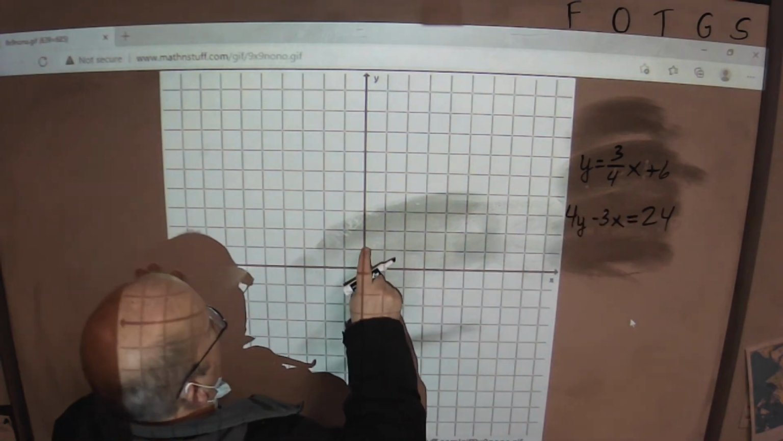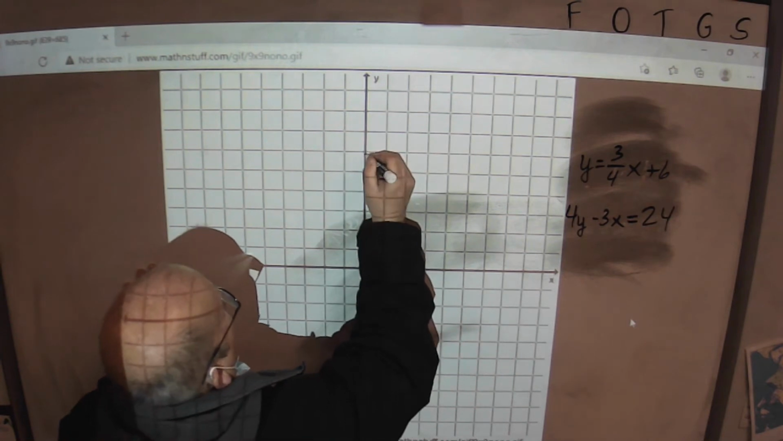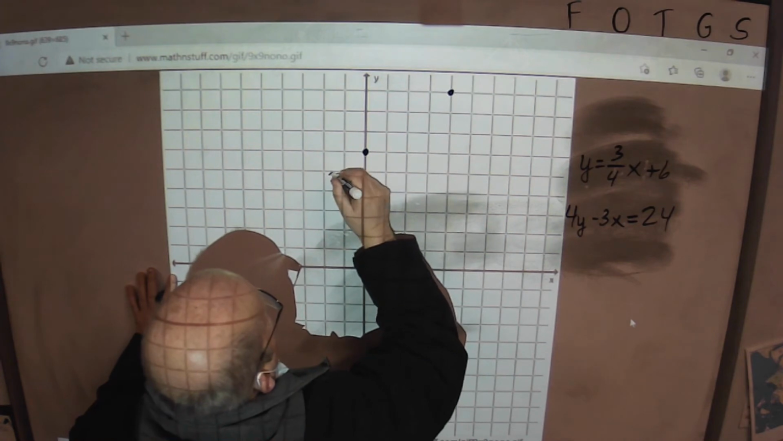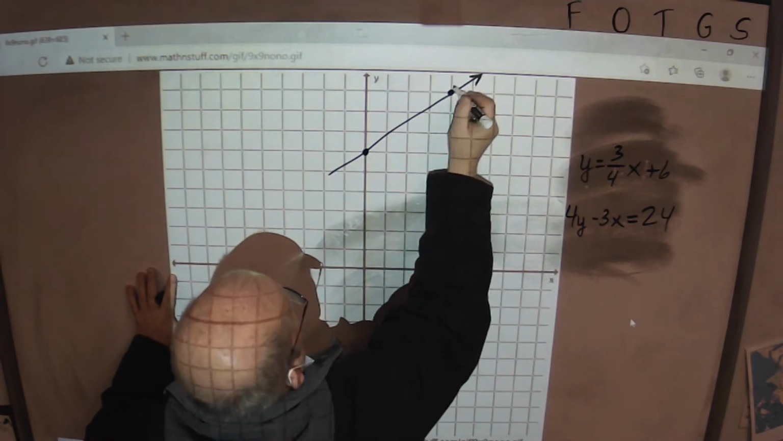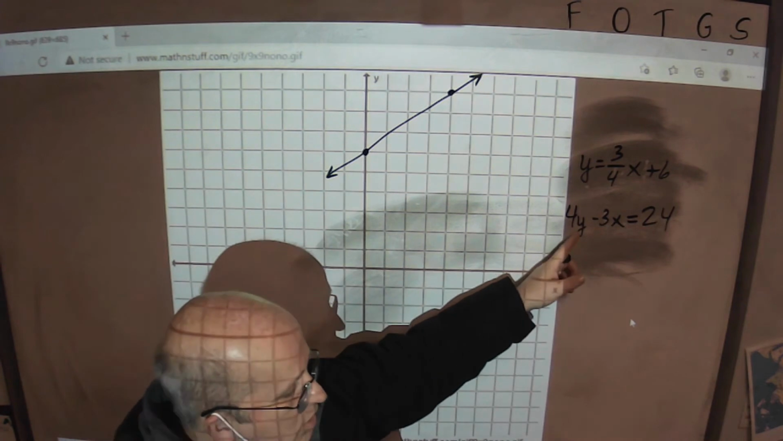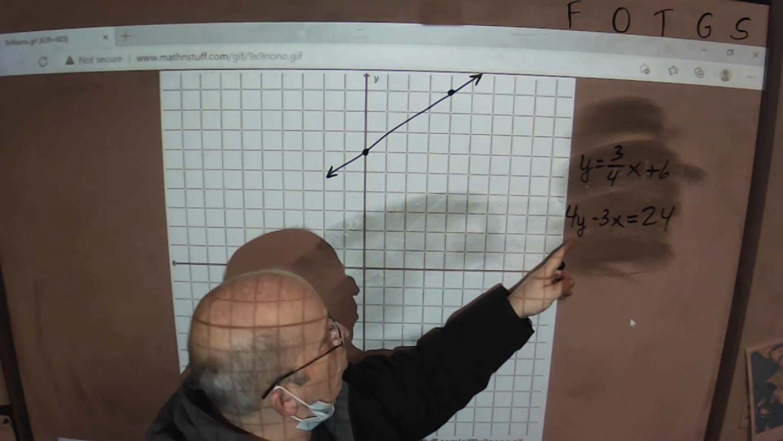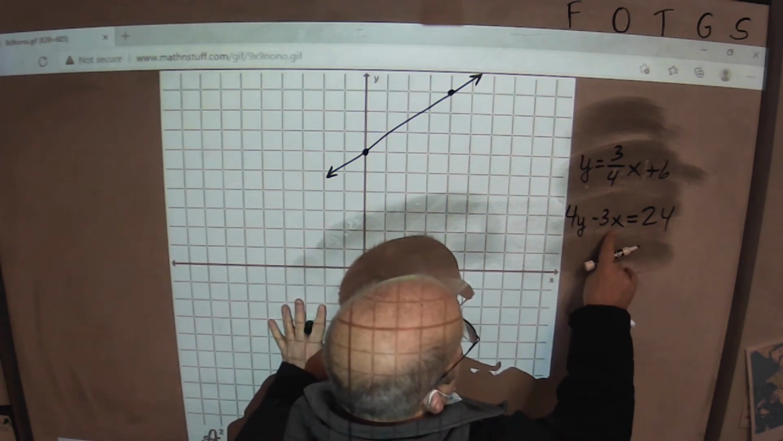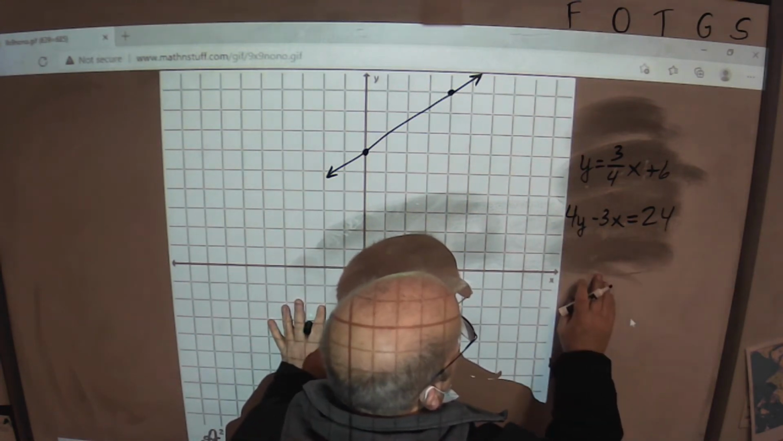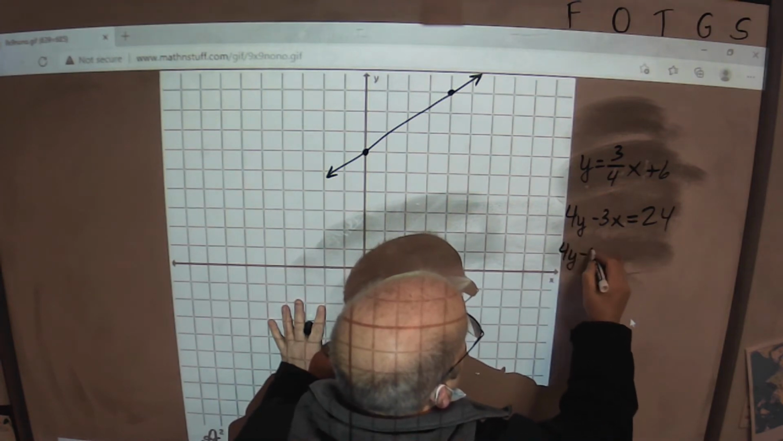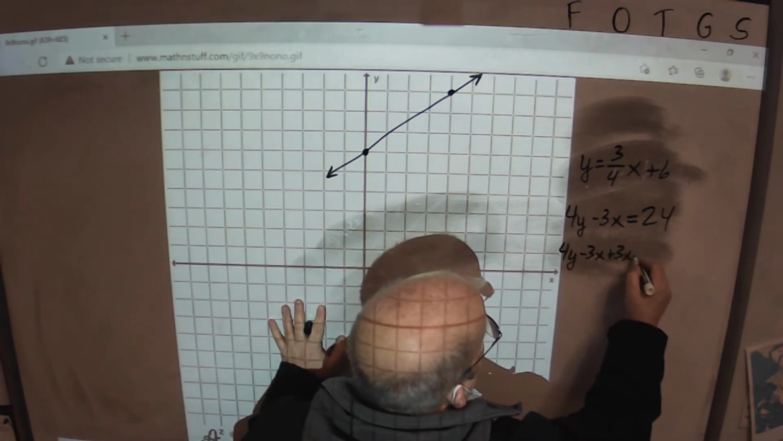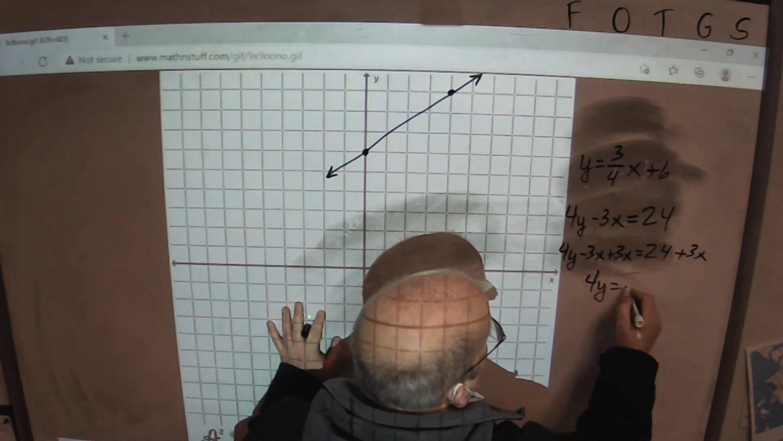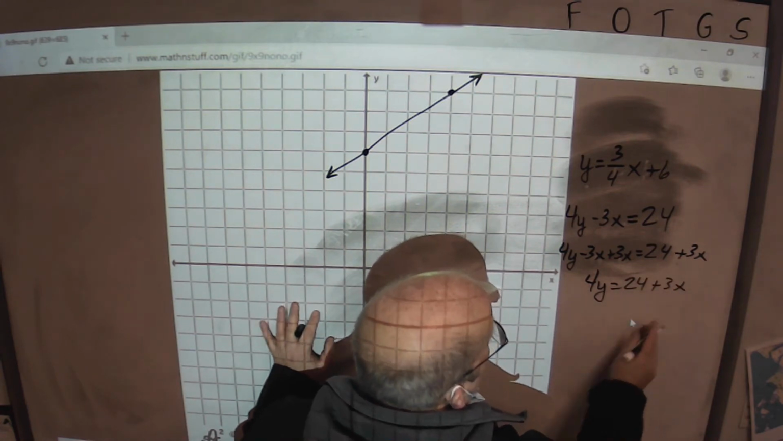I'm going to put a dot at 6 on the y-axis, and I'm going to go up 3 and over 4 and put my second dot. And then I got to work on this and try to figure out a way to change it into slope-intercept form. Well, let's first realize that this 3x needs to be on the other side of the equation. So I am going to add 3x to both sides of the equation to move it to that other side. And when I do, I get 4y equaling 24 plus 3x.